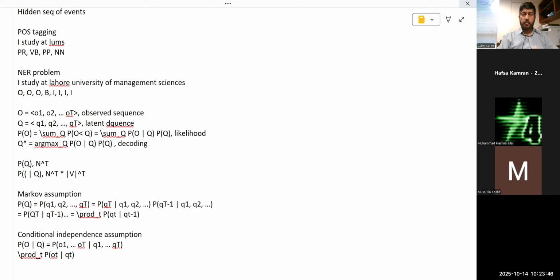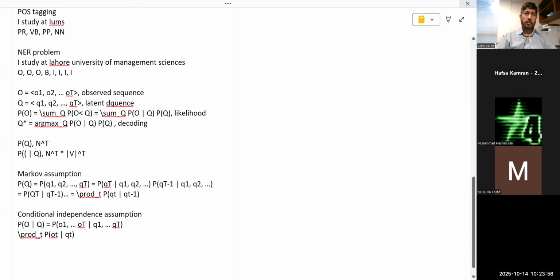So if you make these two assumptions for these two sets of sequences O and Q, where Q is hidden and O is observed, we actually get the hidden Markov model. So this model in which we make these two assumptions is called the hidden Markov model.